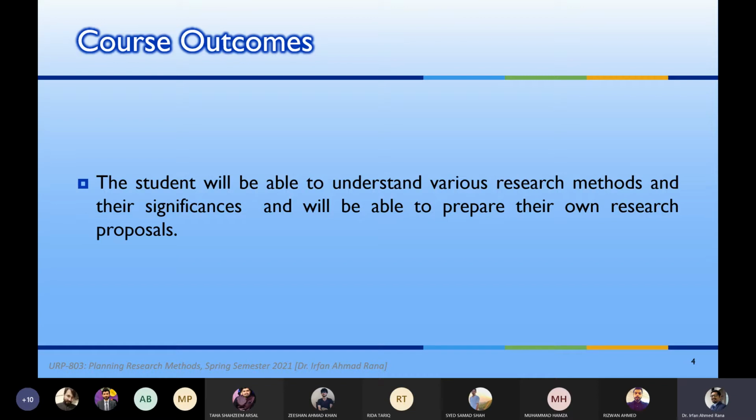By the end of this course, most of you will have selected a topic for your research thesis, and some kind of loose, generic, crude methodology of what you are going to adopt. So the first outcome of this course is your research proposal.